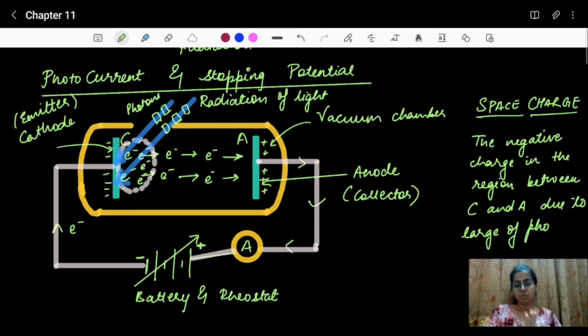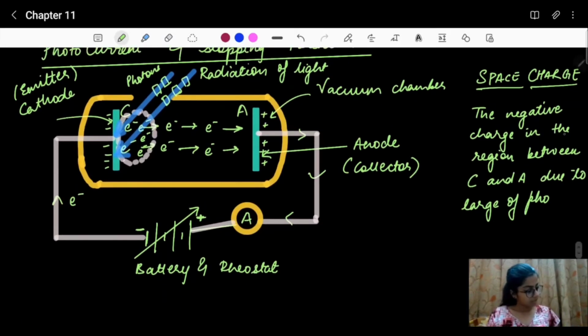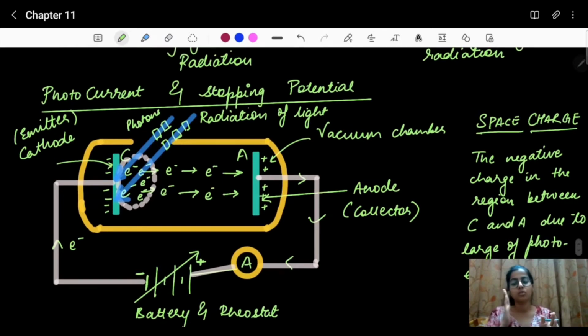But here also there is a use of photoelectric effect. So the negative charge in the region between C and A is due to a large number of photoelectrons. Because this radiation of light is continuous over the cathode, electrons are continuously moving. But when more electrons want to move, they will face a strong opposition, a strong repulsion from the electrons which have already left the metal surface. That's why there is a space charge.